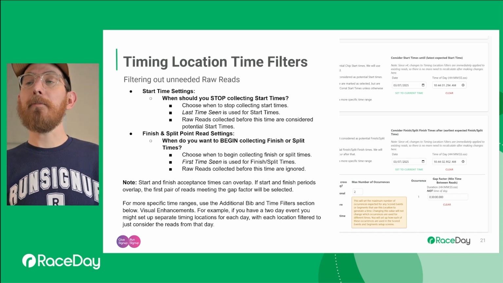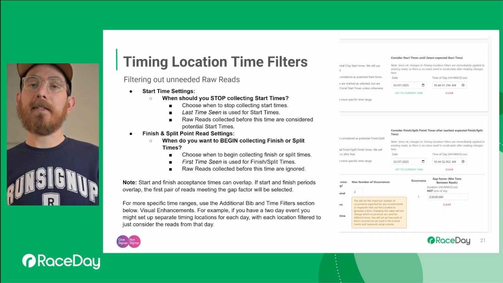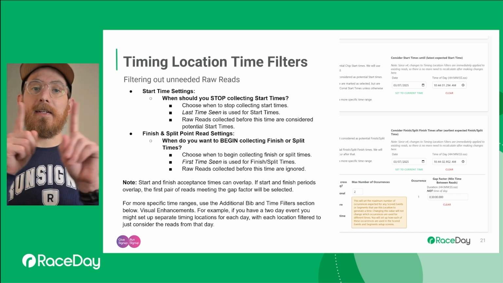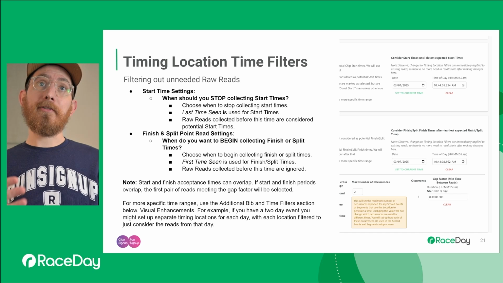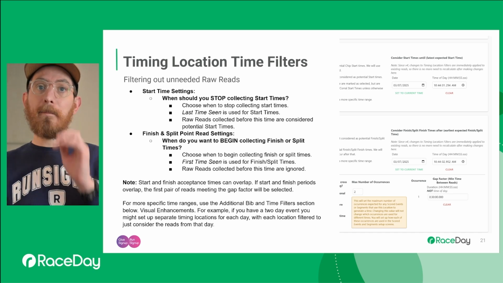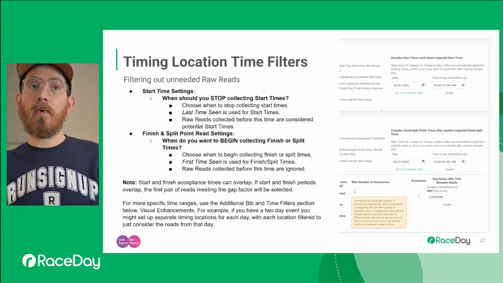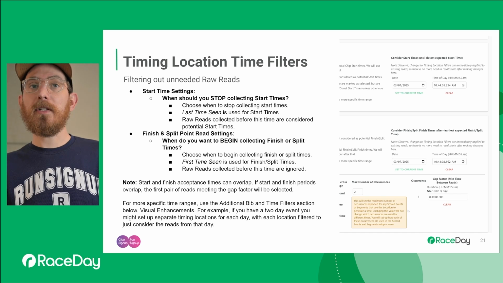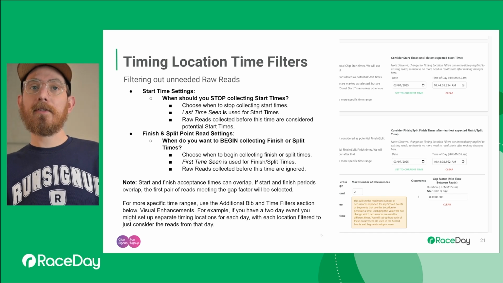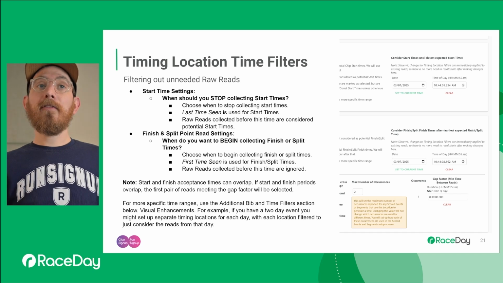So here I have a 30-minute gap factor. It'll basically take the first two reads that have at least 30 minutes between them after the start was considered for them. You can also do more specific filtering using additional bib and time filters. If you have a 2-day event, you might consider setting up timing locations for each day, with each location filtered just to consider the reads for that day. So you could have a Friday timing location and a Saturday timing location, each of them filtered on both sides.